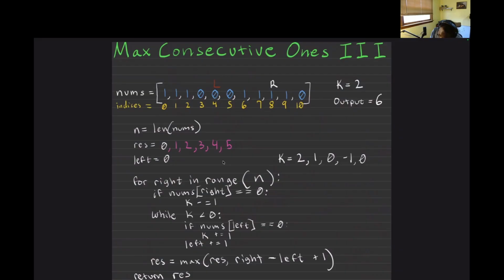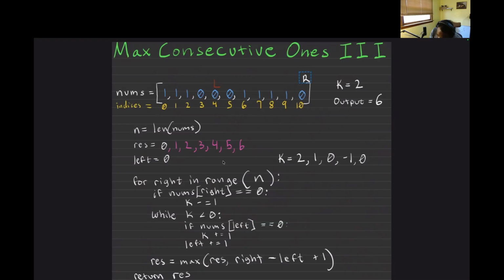And then we get here, okay? And over here, this case isn't hit, this case isn't hit, but this gets updated, right? Because the max of res between itself and right minus left plus 1, so 9 minus 4 gives us 5 plus 1 gives us 6, right? So res now becomes 6, and we get back inside of our for loop.